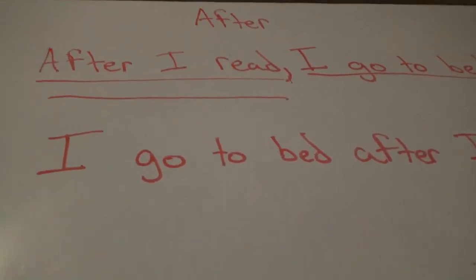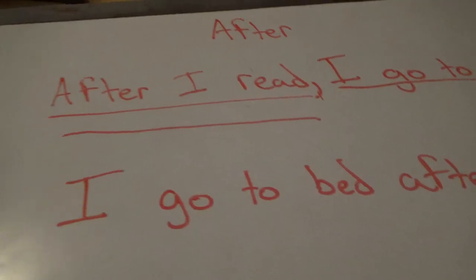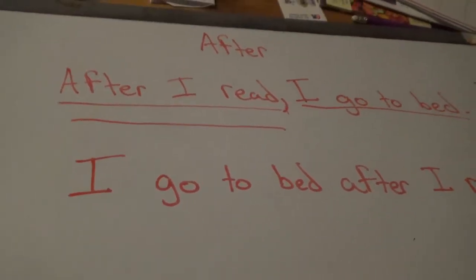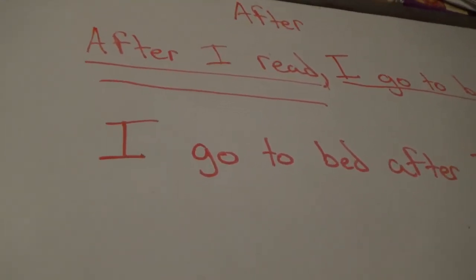Just do your best. When you notice that you're writing a complex sentence and you've got an introductory dependent clause that begins with a word like after or when, then put your comma after your introductory dependent clause. And we'll continue to work more on that.